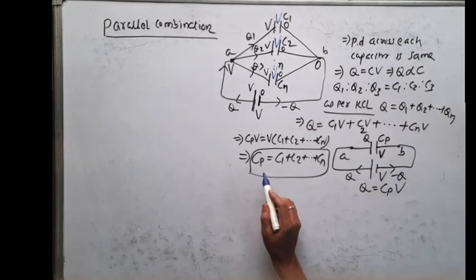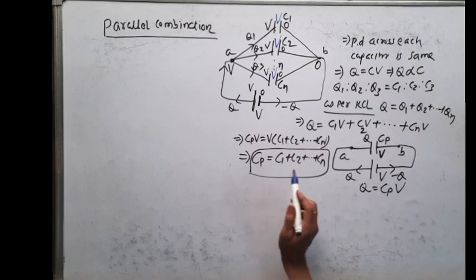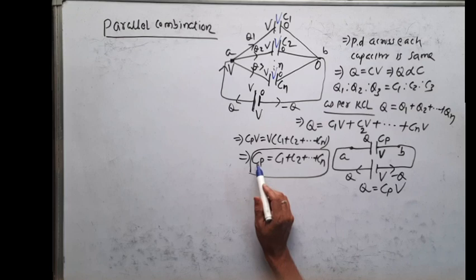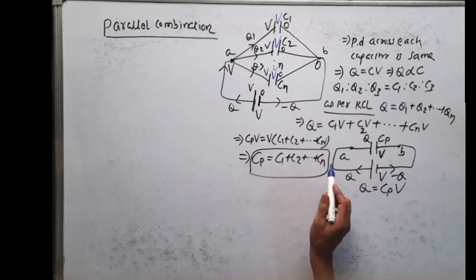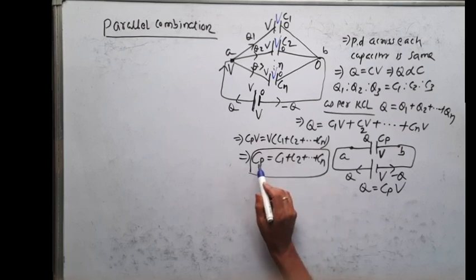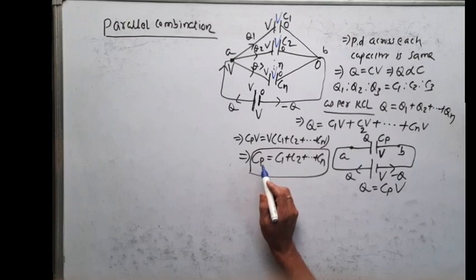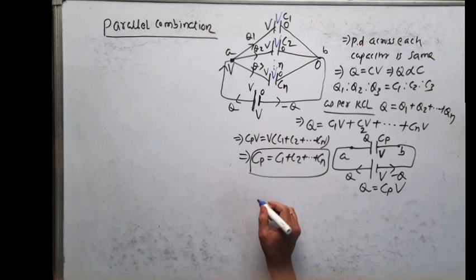So here it is just like resistors connected in series. In 10th class you have read resistors connected in series. The equivalent resistance is equal to R1 plus R2 plus Rn in series connection. But here it is just the reverse in case of parallel connection. Okay. So you see, just an example.